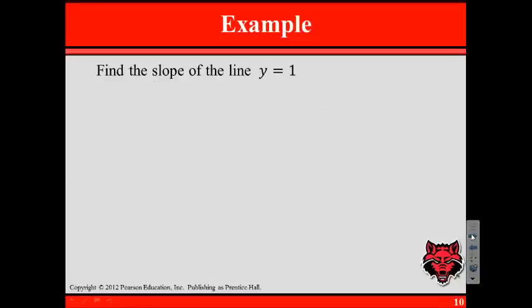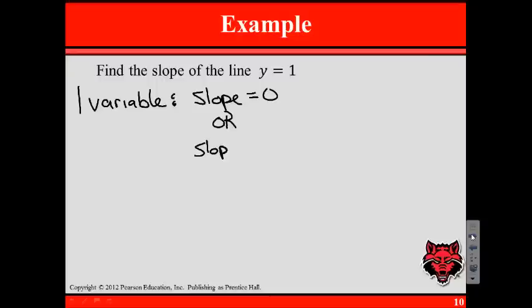Let's try another example. Find the slope of the line y equals 1. In this particular situation, we only have one variable. So this is different from the last time. Last time we had an x quantity, we had a y quantity, and we were able to use the slope-intercept form. When we have one variable, we can know right away that the slope is going to equal one of two things. The slope will equal 0, or the slope is undefined.